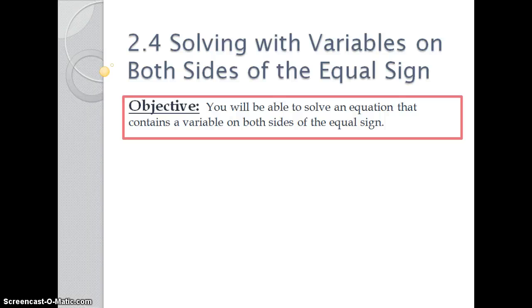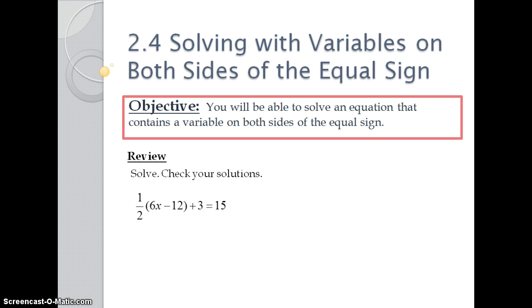Today's lesson is section 2.4, solving with variables on both sides of the equal sign. So the objective for today, after today you should be able to solve an equation that contains a variable on both sides of the equal sign. So before we dive into today's lesson, let's quickly review how to solve a multi-step equation.